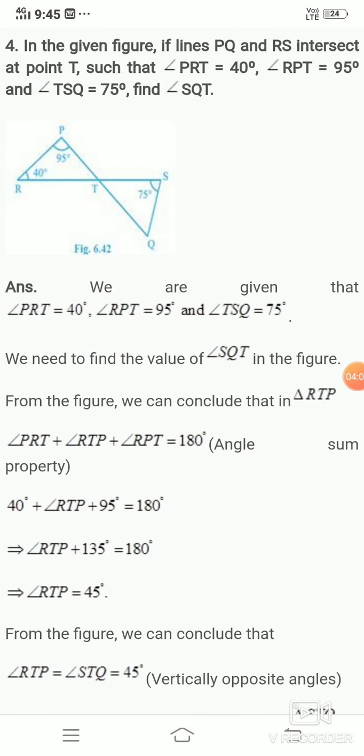In the given figure, lines PQ and RS intersect at point T such that angle PRT at R is 40 degrees, angle RPT at P is 95 degrees, and angle TSQ is 75 degrees. Everything is given. We need to find angle SQT, that is, at Q.